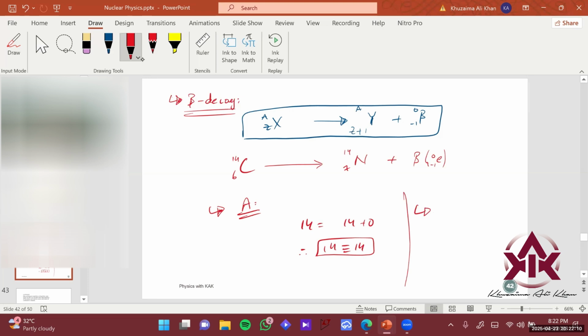Let's see if you have balanced proton number or not. So you have 6 equals 7 plus minus 1, right? So it's coming out to be 6, the same as 6 here, right? The proton number is also the same here, right? So therefore, this equation is correct. You get it? This is beta decay.